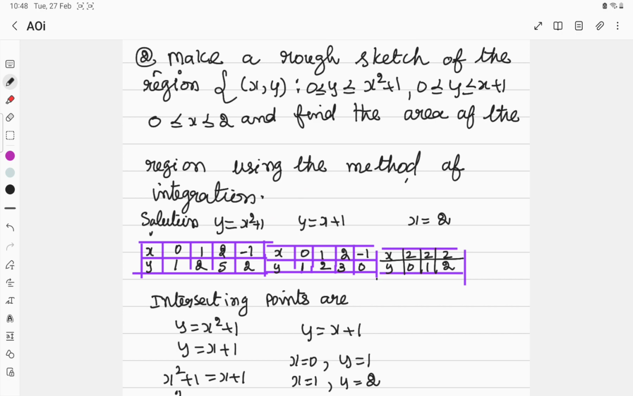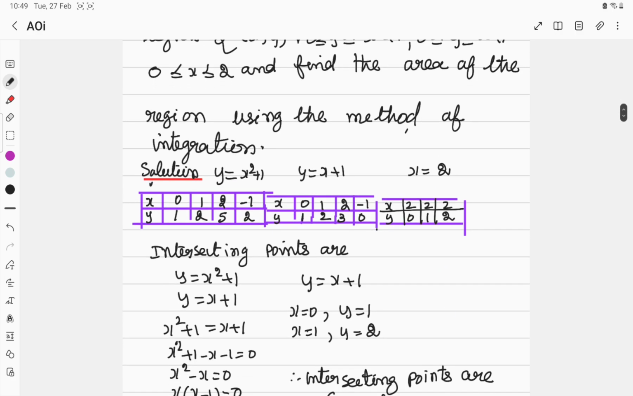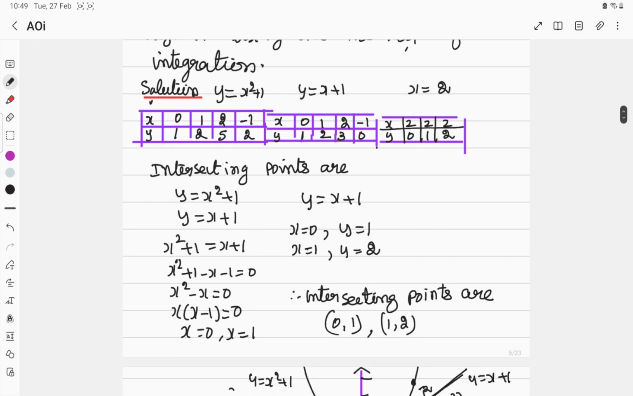Solution. Given y is equal to x square plus 1, a second degree equation, we know that it is a curve, and y is equal to x plus 1 is a straight line, and x is equal to 2 is a straight line. So given these facts, we have to take at least 3 values.